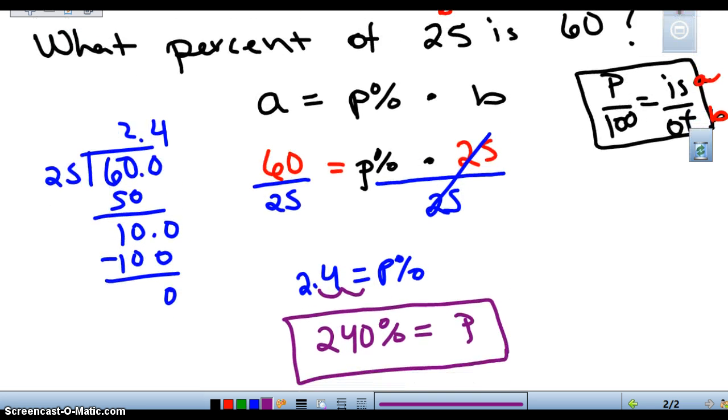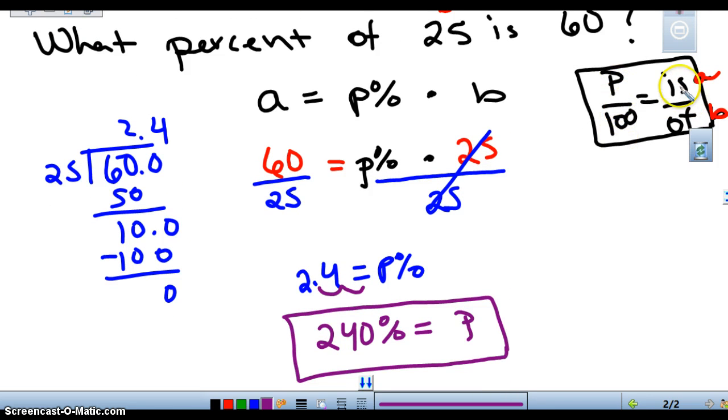Could we have worked this out using the proportion from last week? Would we have gotten the same answer? Yes. So let's try this again.